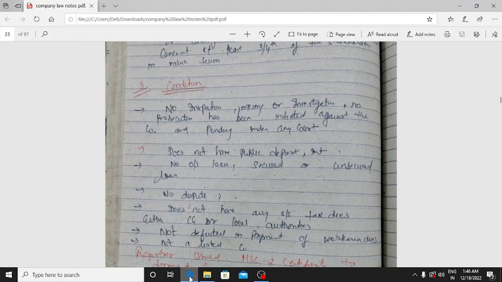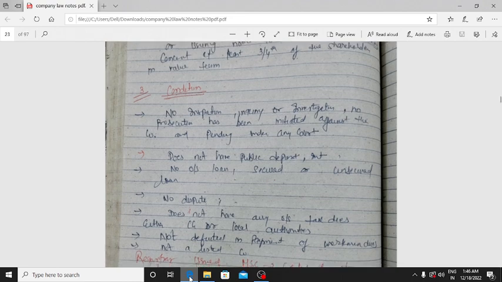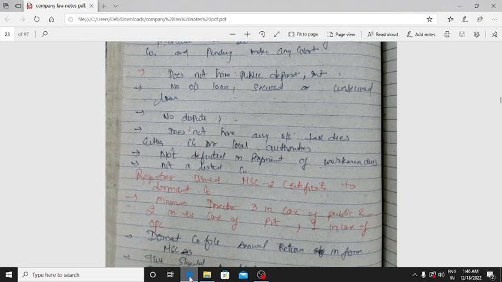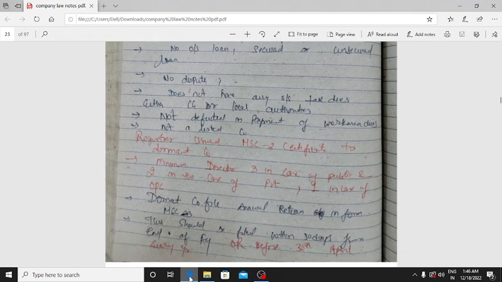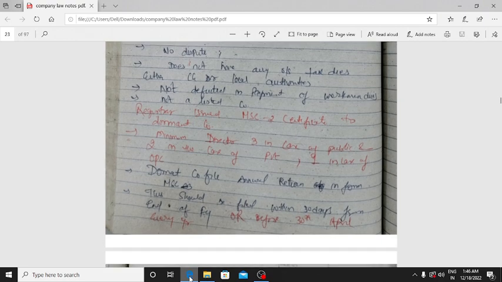So a dormant company is a company against which there is no prosecution or legal case, does not have public deposits, has no secured or unsecured loan, no disputes running against that company, and has not defaulted on any payment of workman compensation etc. The Registrar issues an MSC-2 certificate to a dormant company from the MCA side.